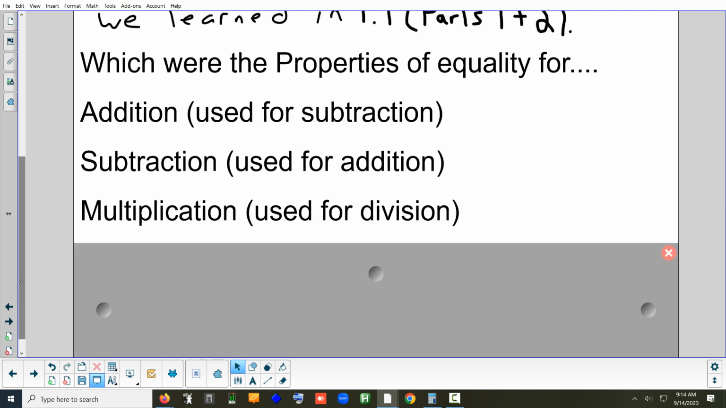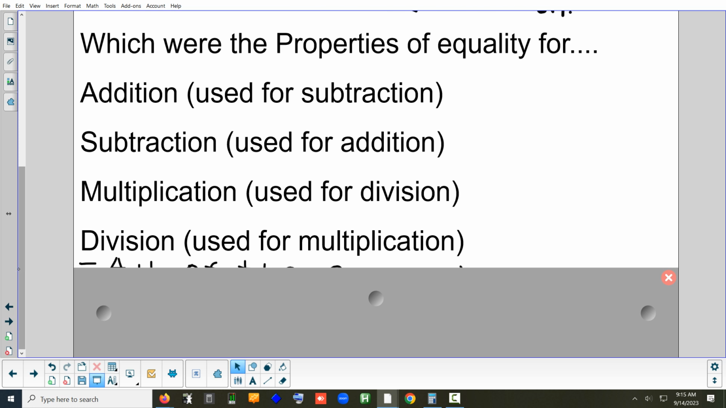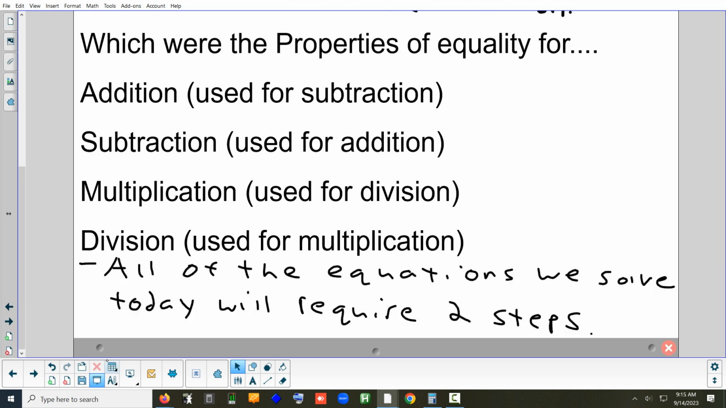The operations we used, I think I mentioned all of those already: add, subtract, multiply, and divide. Those are the four operations we're going to use today. Remember, you always use the opposite one. So if you see a +2 and you want to get rid of it, you do a -2. To cancel it out, we use the opposite operation. Every equation that we do today is going to have two steps.